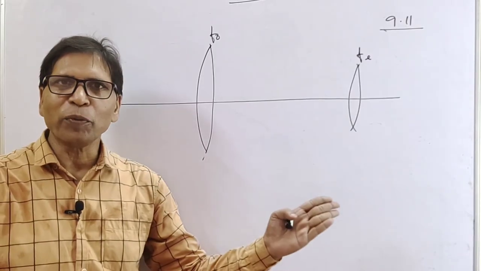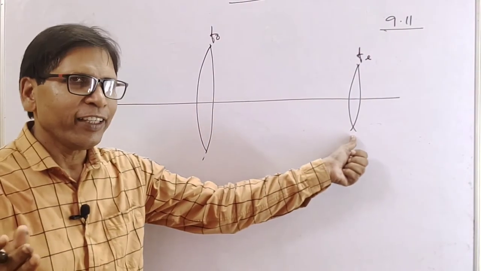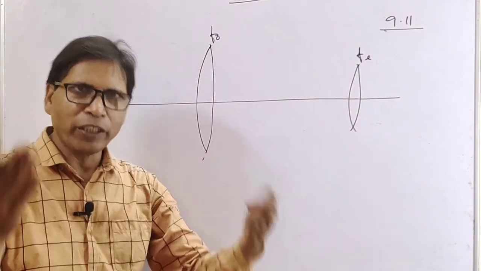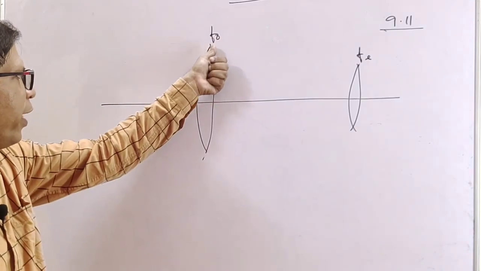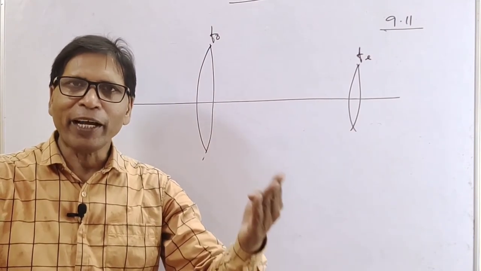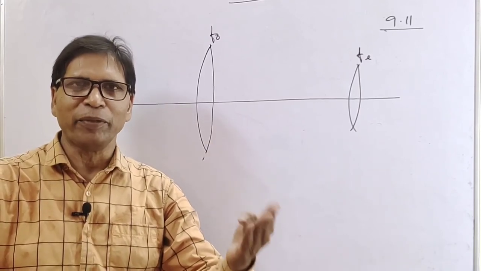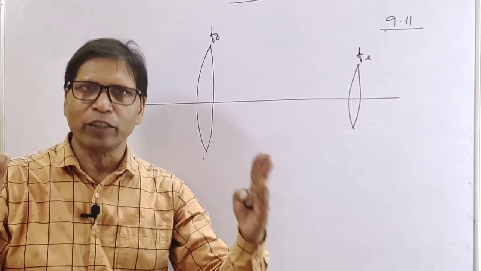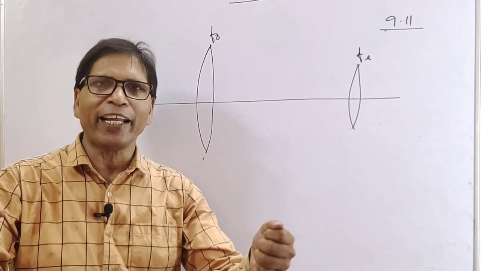Now astronomical telescope. An astronomical telescope consists of two convex lenses, this and this. The lens close to the object is called the objective, and the lens by which the final image is formed is called the eyepiece. The focal length and aperture of the objective lens is made large to get greater magnification and greater brightness of the image. These two lenses are placed coaxially at the two ends of a cylindrical tube. The eyepiece is movable with the help of a rack and pinion arrangement.